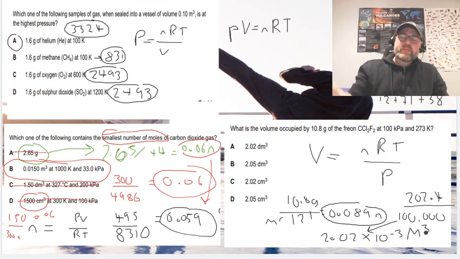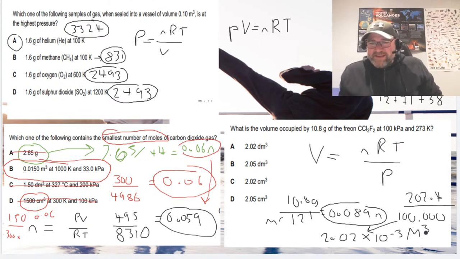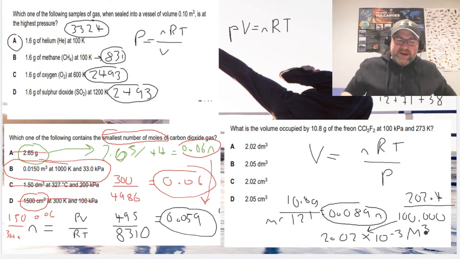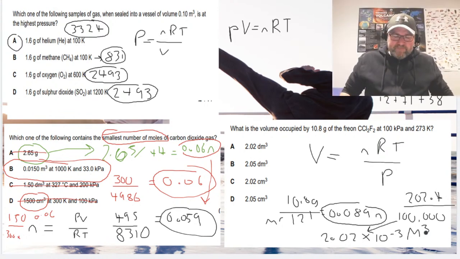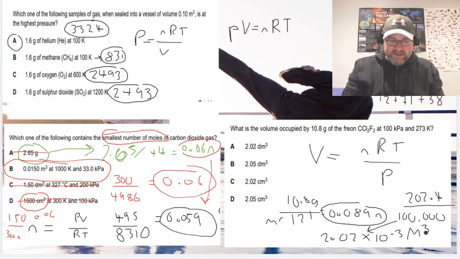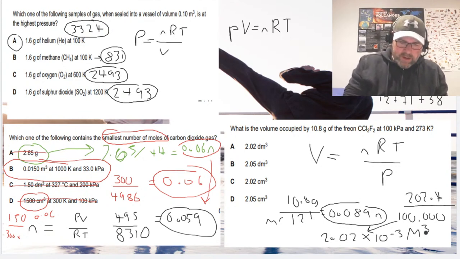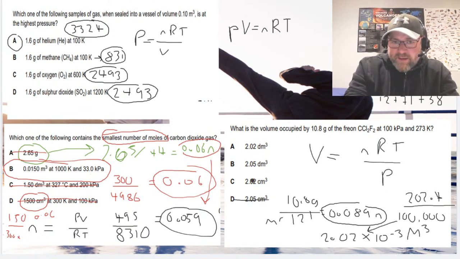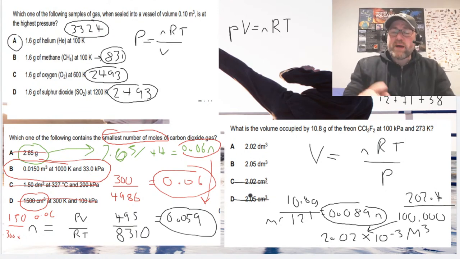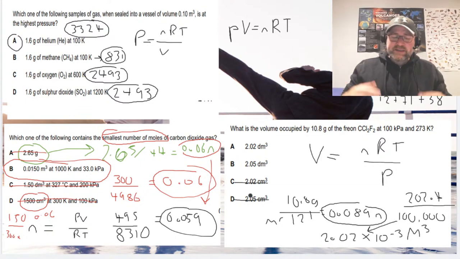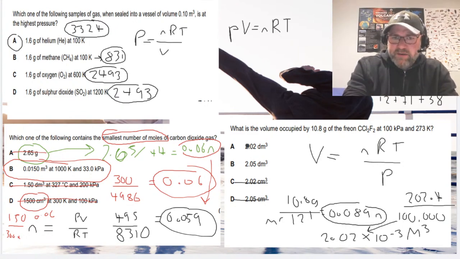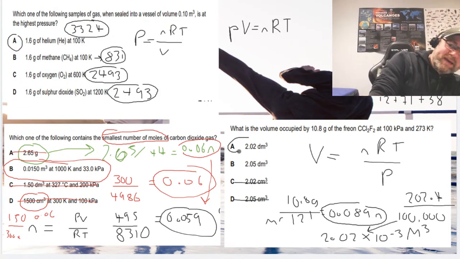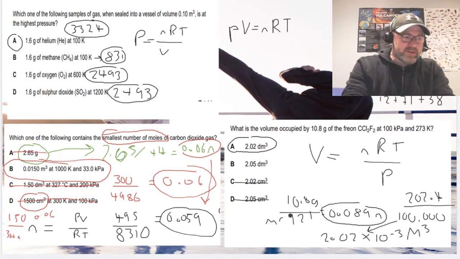So if I want to convert that back into centimeters, I would need to multiply by a million, or 10 to the 6, and that would give me 2024 centimeters cubed. So it's not that. And it's not that. Now I need to put that into decimeters. So I cancelled out my centimeters. If you want to turn centimeters into decimeters, we divide by 1,000. And my answer is 2.024 decimeters. So the answer here for the final question is A. Boom. That was long. That was painful.